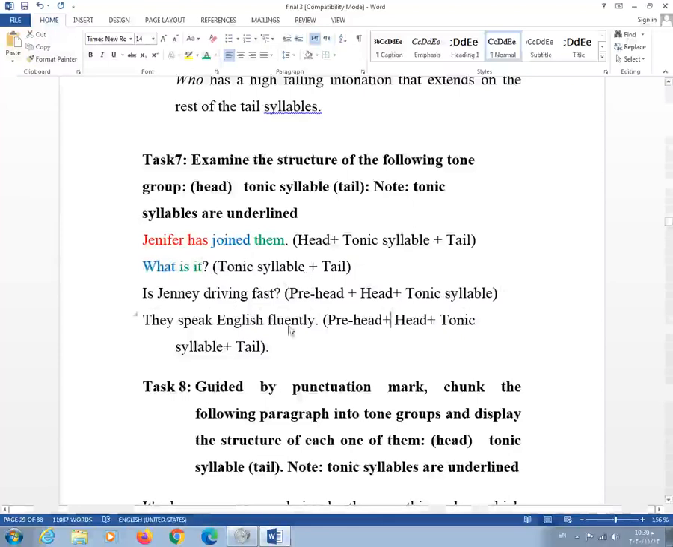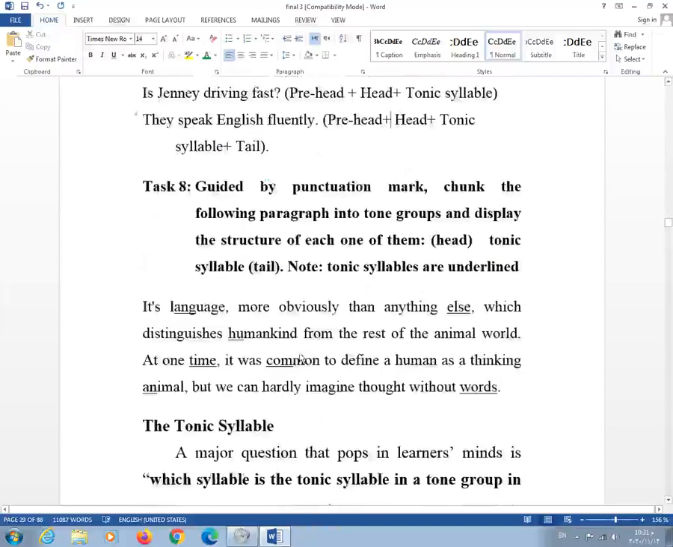Okay. They speak English fluently. They speak English fluently. "They speak English" is the head, and "fluently" has the tonic syllable. "Flu", and then "ently", 2 syllables. "Fluently" has 3 syllables. We have "flu", which is the tonic syllable, and "ently", 2 syllables functioning as a tail. Okay, and guided by punctuation marks.